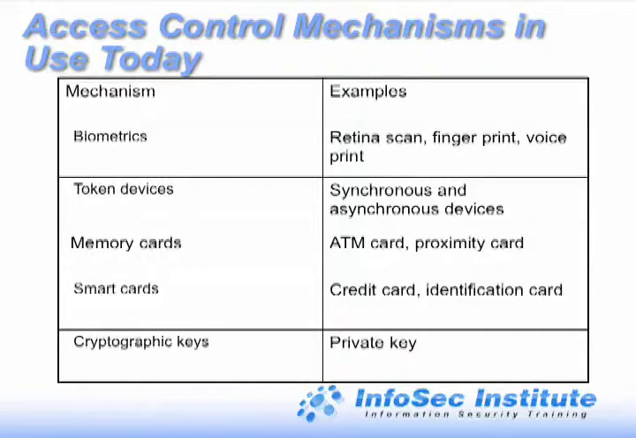There are token devices. There are synchronous and asynchronous devices. Memory cards, good old ATM and proximity cards. There are smart cards, credit cards, identification cards. Some of the credit cards today do have computer chips built into them. I know for our friends across the pond, that's a common thing, and a lot of places will not take American-based credit cards because we only have the magnetic strip.